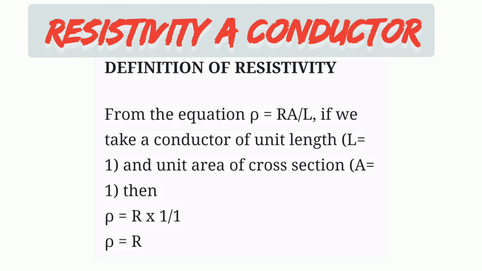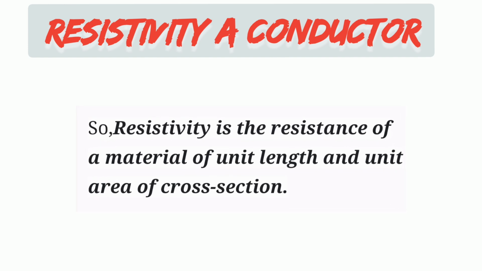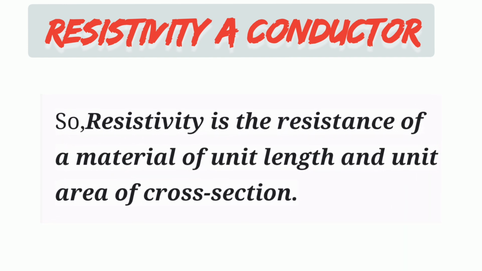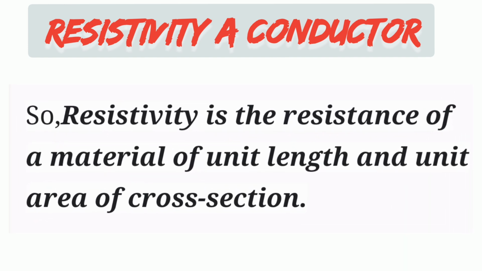From this we can understand, resistivity will be equal to resistance of a conductor, if its length and area of cross-section have unit value. Unit means value equals 1. So we can define resistivity as the resistance of a material of unit length and unit area of cross-section.